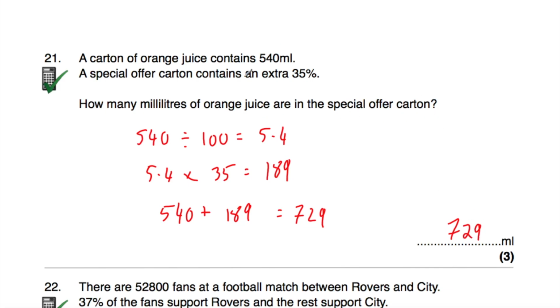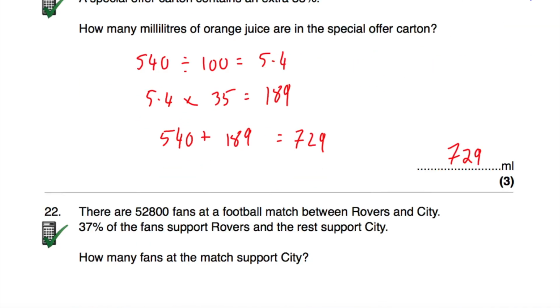Now in this question there's another approach that we could use. We could have just considered, well, if the special offer carton contains an extra 35%, that'll be 135%. So then we would change that to a decimal, which is 1.35, and we would just take the 540 and multiply that by 1.35, and that's also equal to 729 millilitres. And that's it.